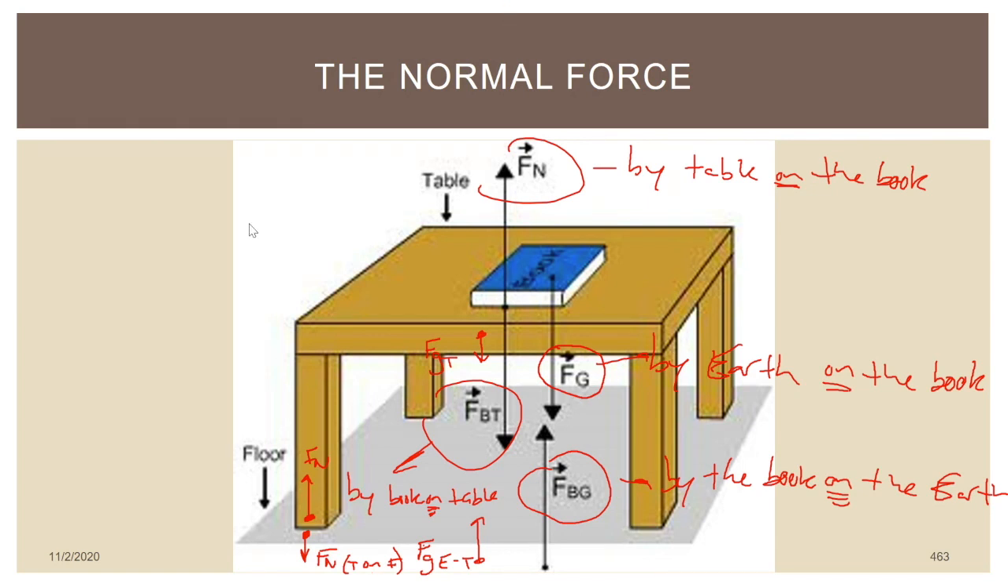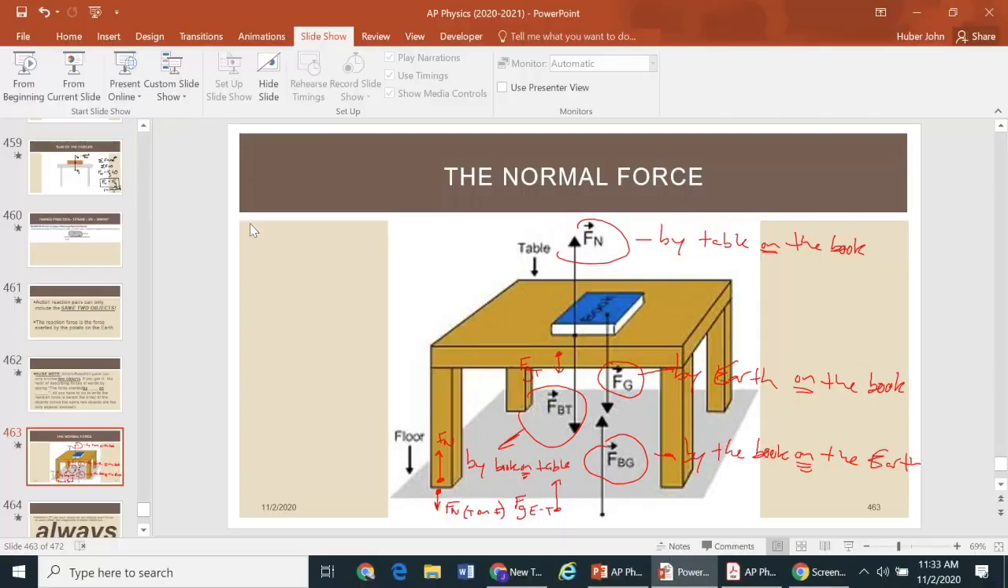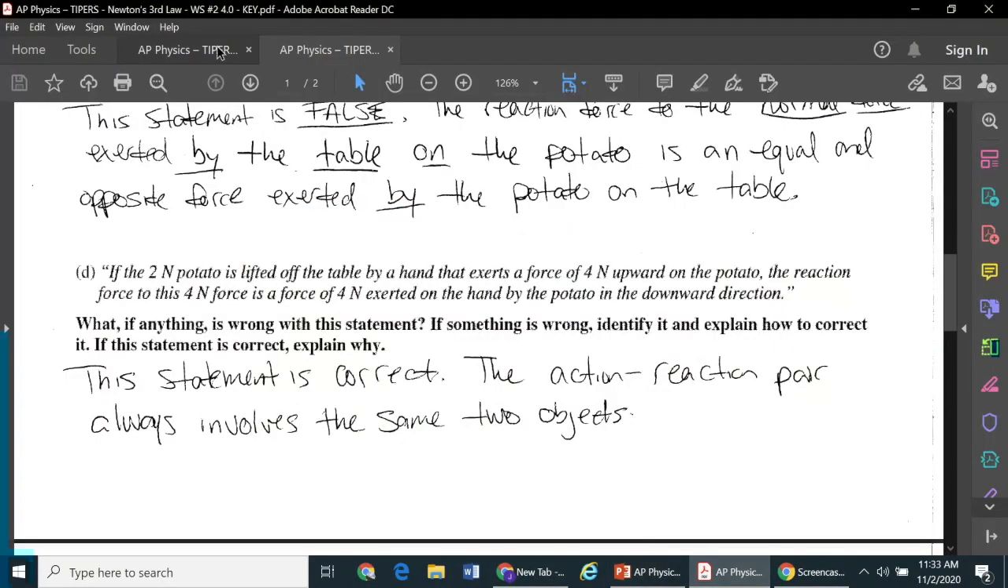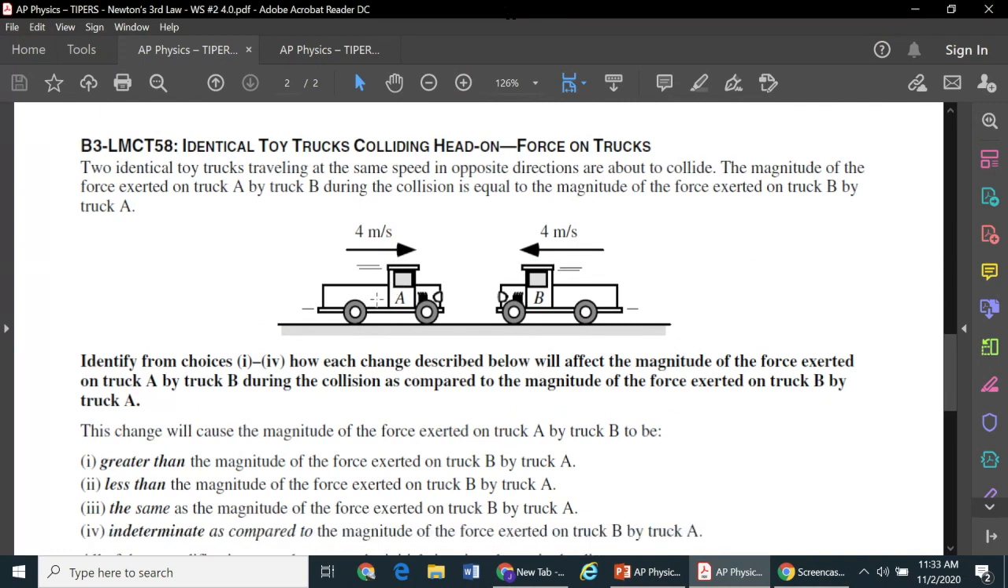Okay, so just very quickly here before we wrap up Newton's third law, I'd like to take a look at the questions on the back side of that sheet. So looking on the back side of that sheet here, we see a problem, B3 LMCT 58. And this is a problem where we have these toy trucks colliding head on. And it says here, two identical toy trucks traveling at the same speed in opposite directions are about to collide.